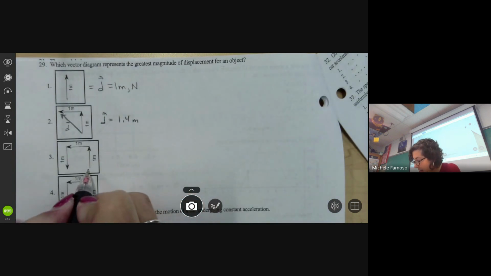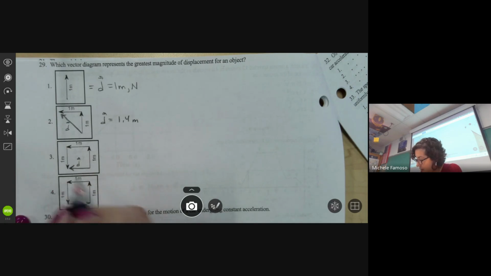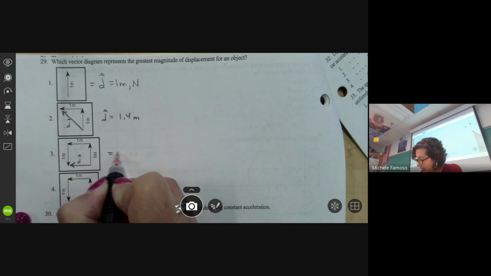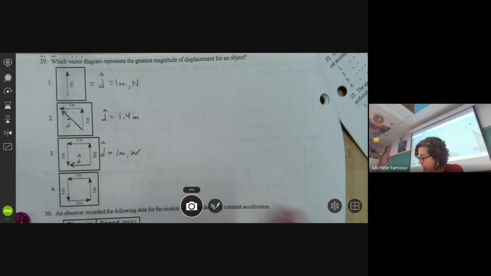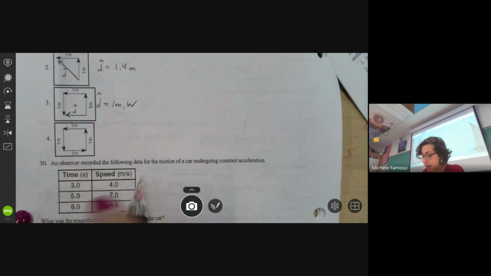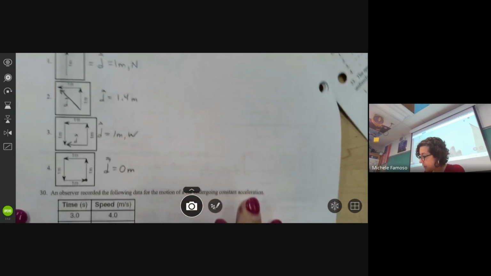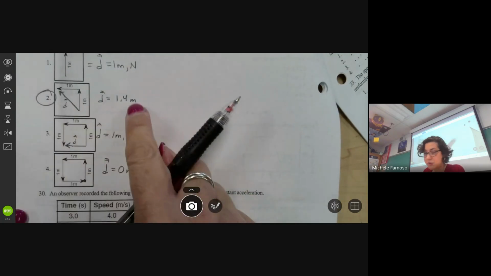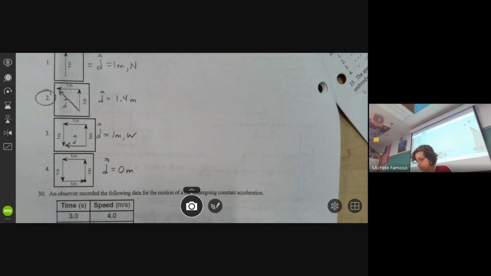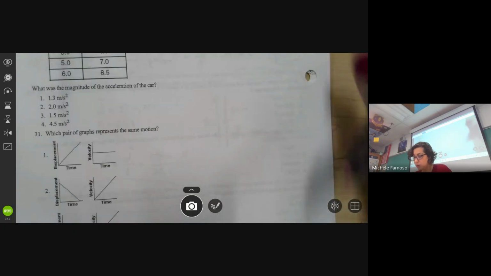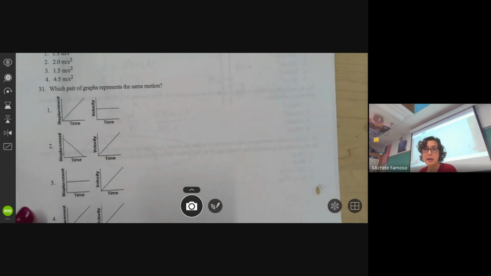If I do that in diagram 3, from start to end position, that arrow there is my displacement. I can see that that displacement is just 1 meter, but it points west. Now in this diagram, my start and end positions are the same. So the displacement is 0 meters. Which one has the biggest displacement? Choice 2, 1.4 meters. And the other one you asked about was? 31. Which pair of graphs represents the same motion?